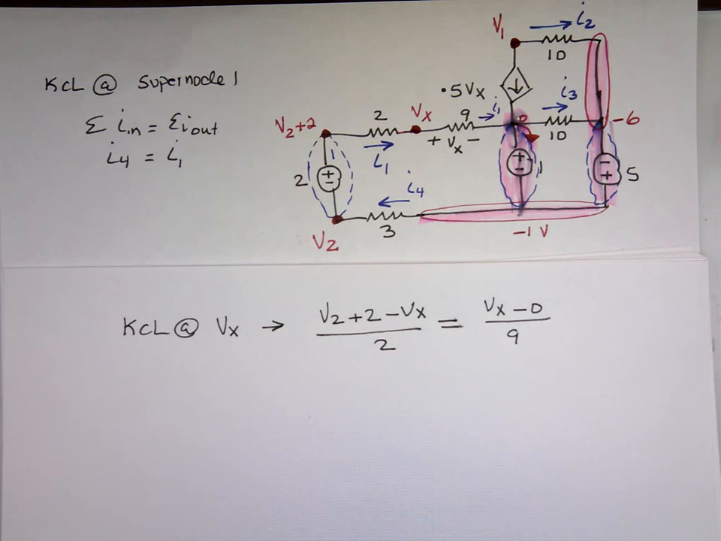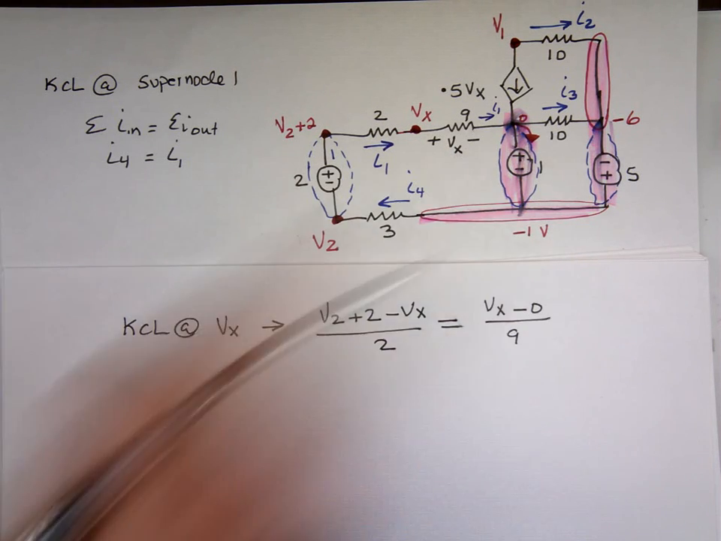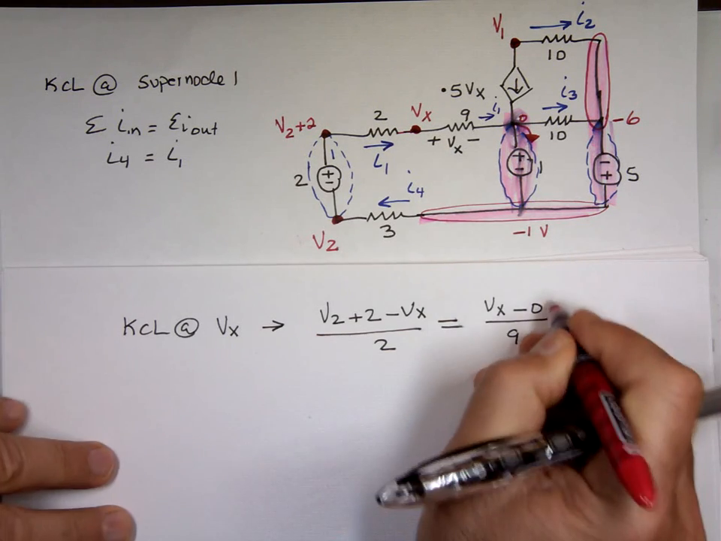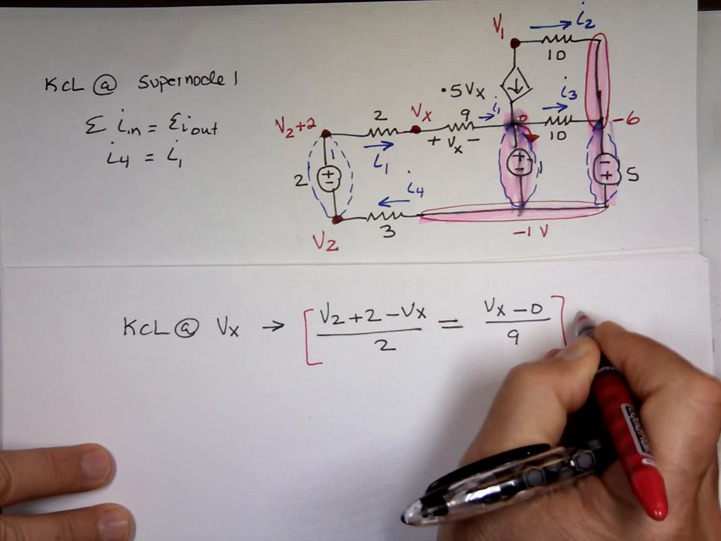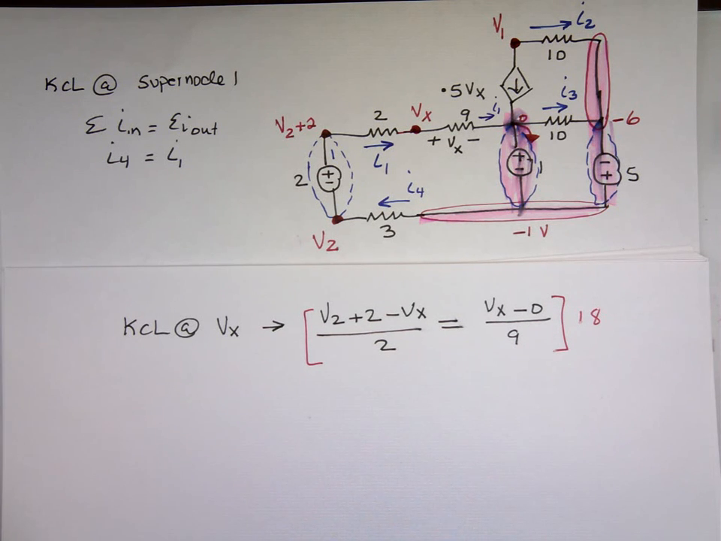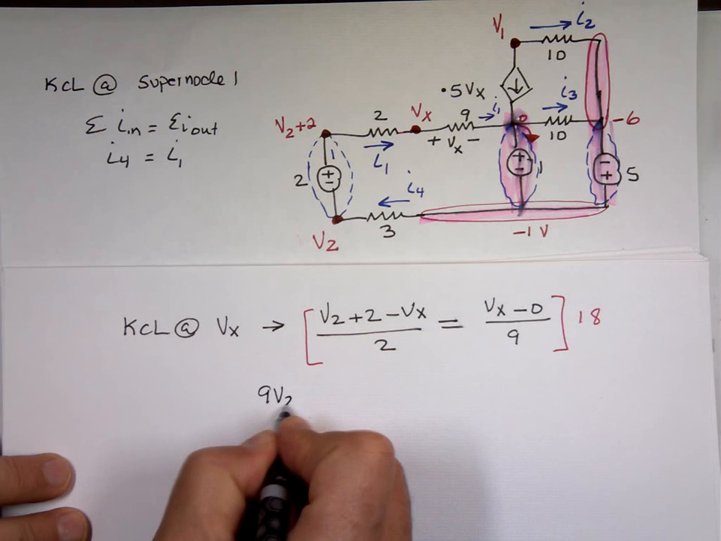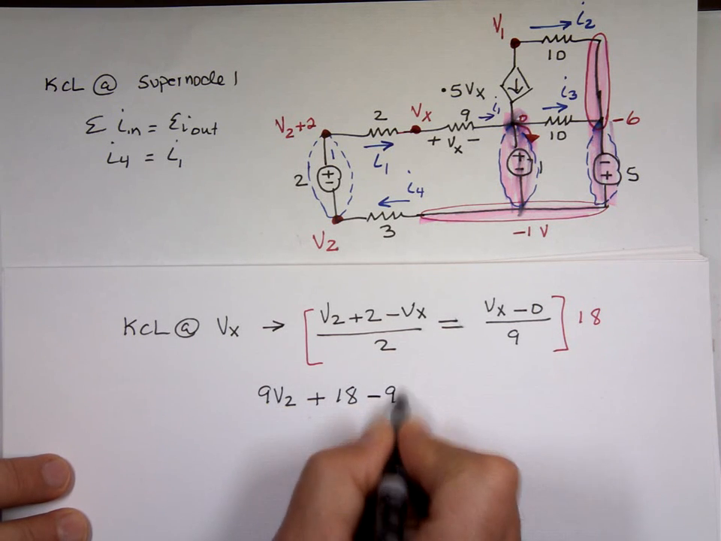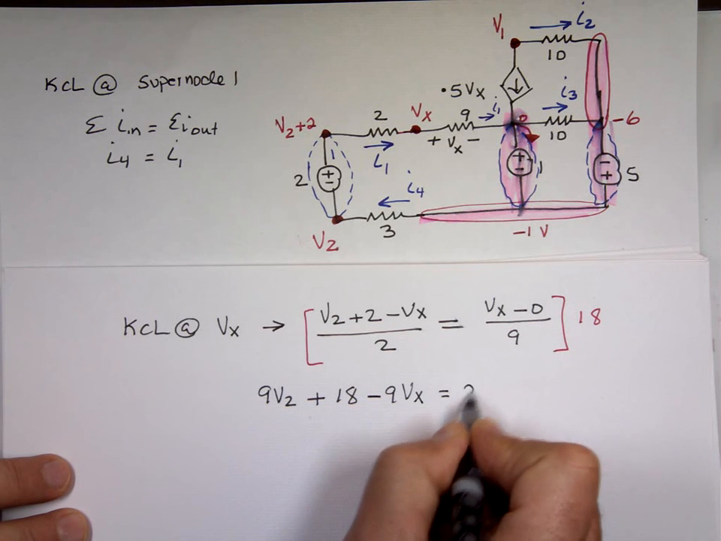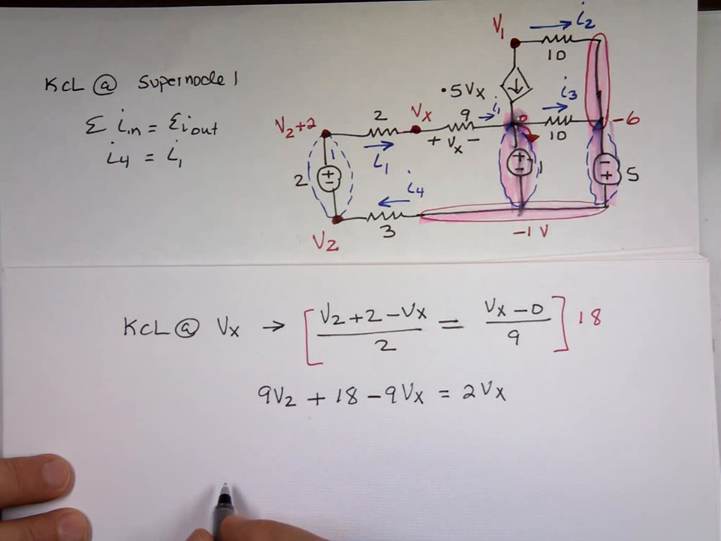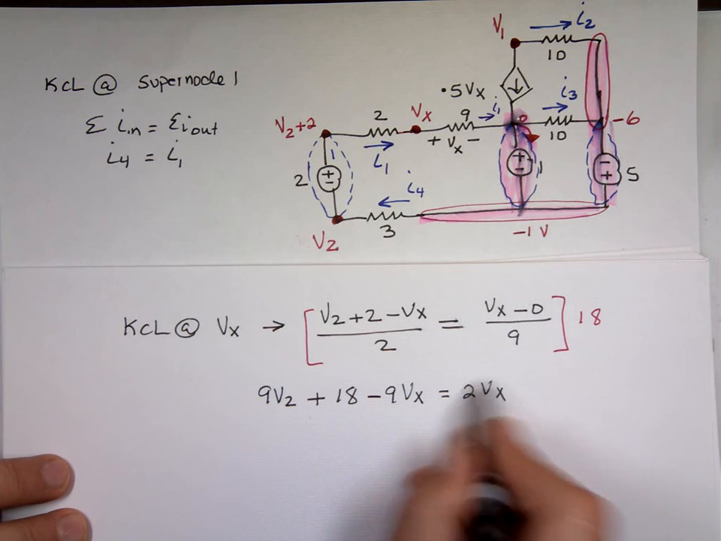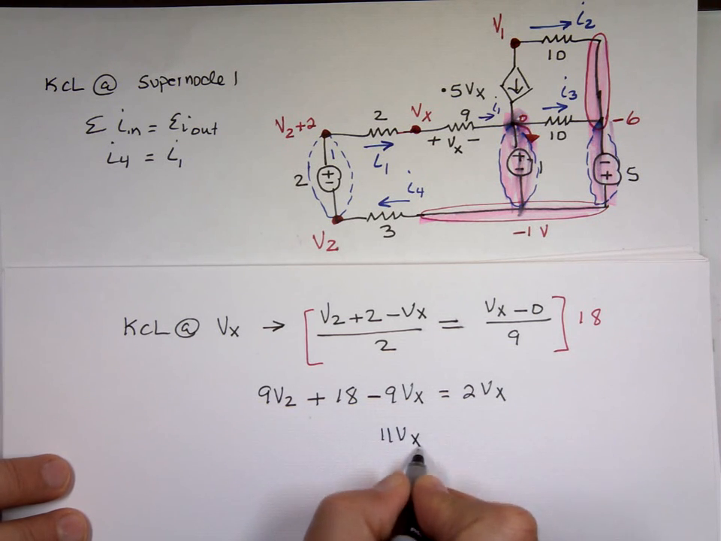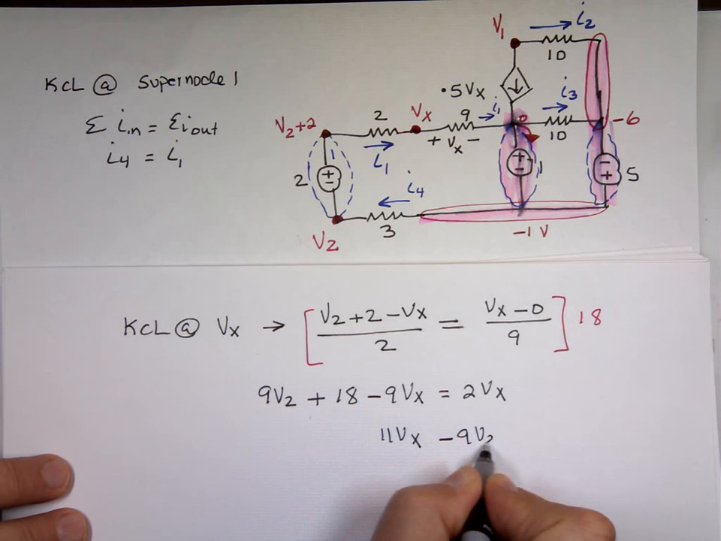I'm saying this current going in is going to be the same current leaving. What's my LCD here? 18. 9V2 plus 2 times 9, 18 minus 9Vx equals 2Vx. Let's do the math. Take the 9 there and the 2 there, that's 11Vx minus 9V2 equals what, 18, if I move them to the right side.